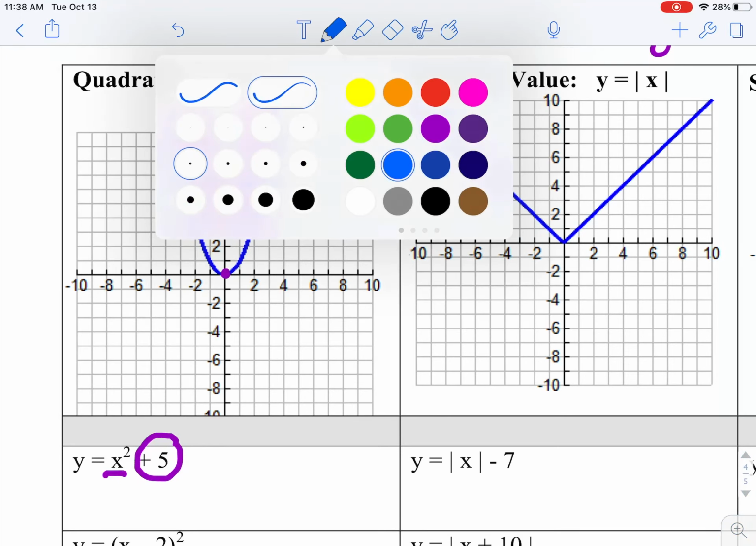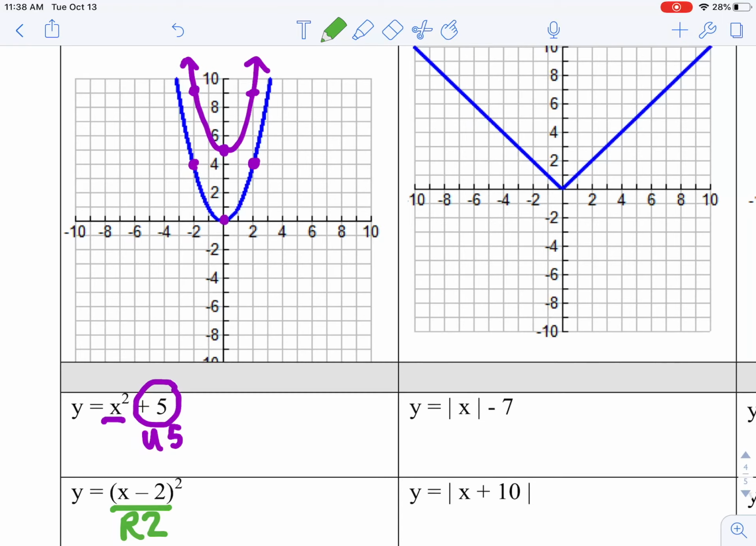The next example, I have x minus 2 in parentheses squared. So this means I am going to go to the right 2. So I move each of those points to the right 2. Okay, and you have your new function.